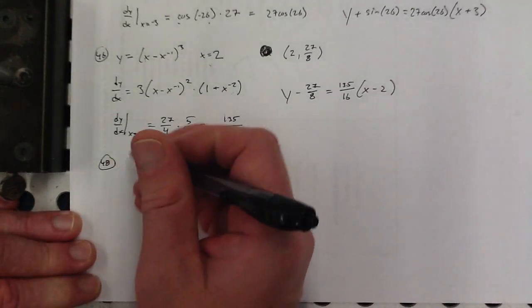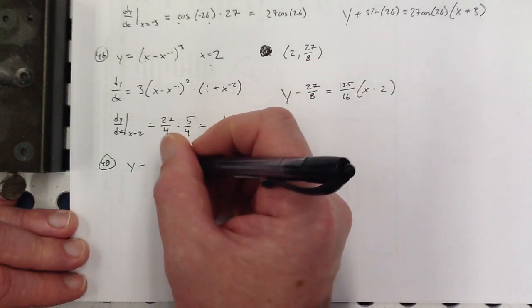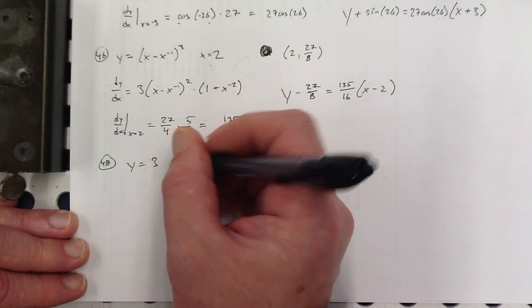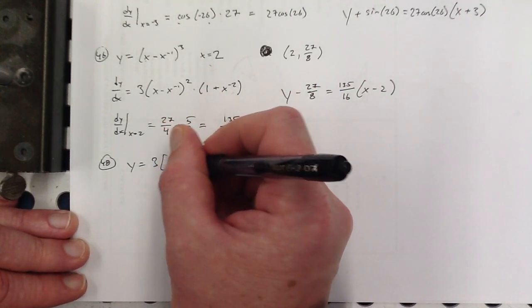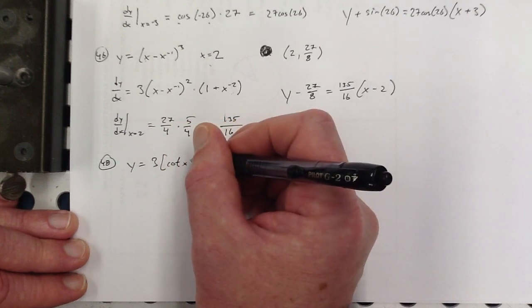Oh, come on. Who's making up these problems? Cotangent? I hate cotangent. I'm just kidding. I don't really have any strong feelings about the trig functions.